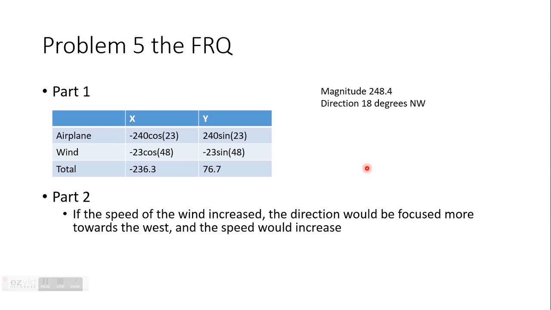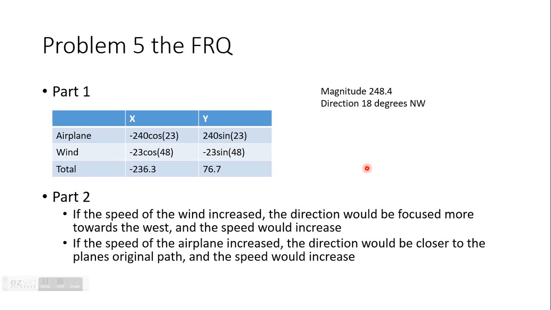And if that kind of doesn't agree with what you thought, you can always try plugging in numbers. So plug in, instead of 23 as this problem would be, try 33 or 53. Just if you use a bigger number, you would see. And then if the speed of the airplane increased, the direction would be closer to the plane's original path and the speed would increase.